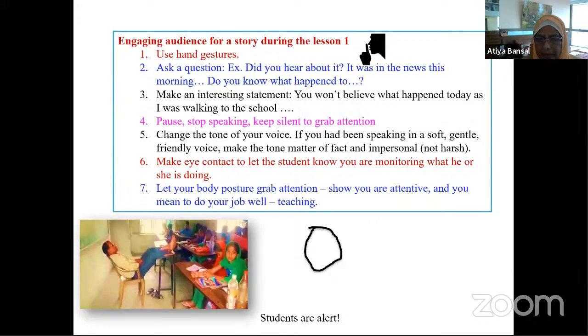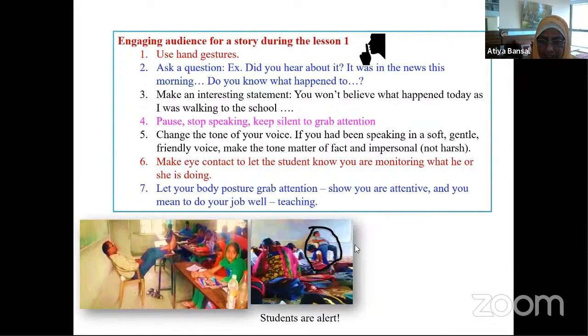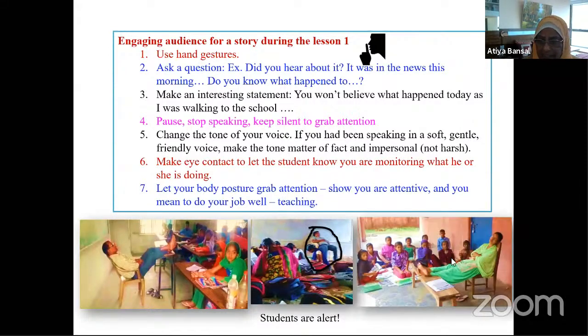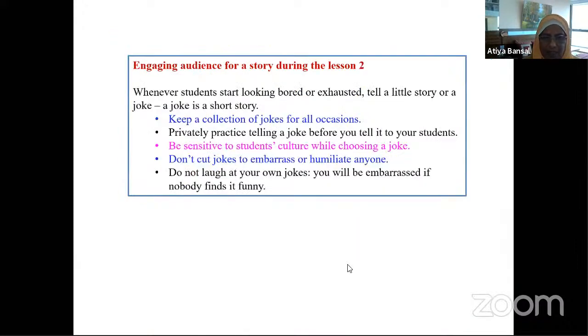So let us see what happens. This is a teacher, see? And this is from the news I have taken. This is the teacher. This is another teacher. This is another teacher. And they are all sleeping. And just see, I am amazed. The students are so alert. Here the students are working. They are all alert. The teacher is sleeping. So we should not get into this kind of postures.